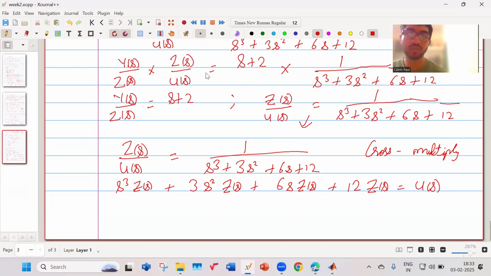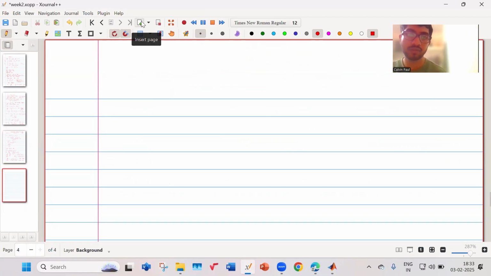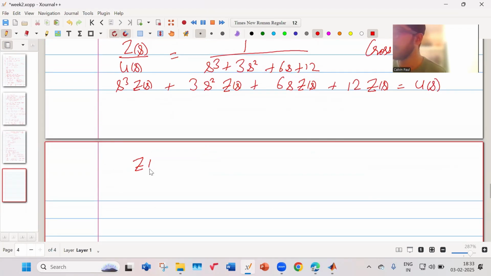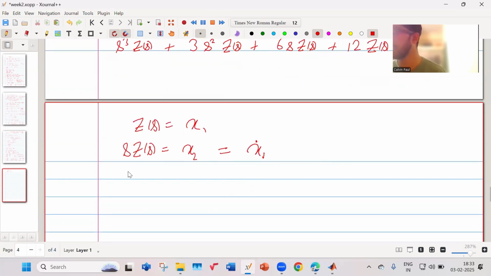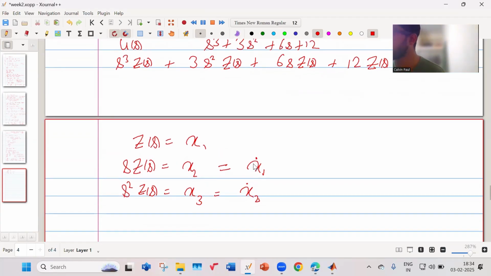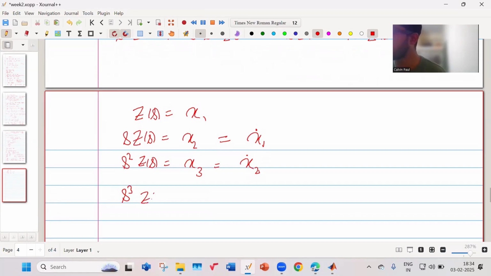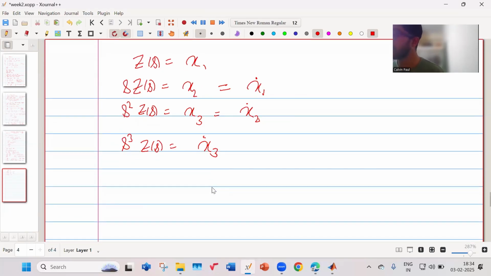So now how will we proceed? We will consider z of s to be equal to x1. S into z of s is equal to x2, which in actual reality is x1 dot. S square into z of s is actually x3, which is actually x2 dot. So then my s cube z of s is actually x3 dot. Okay. So now we write the state space representation.